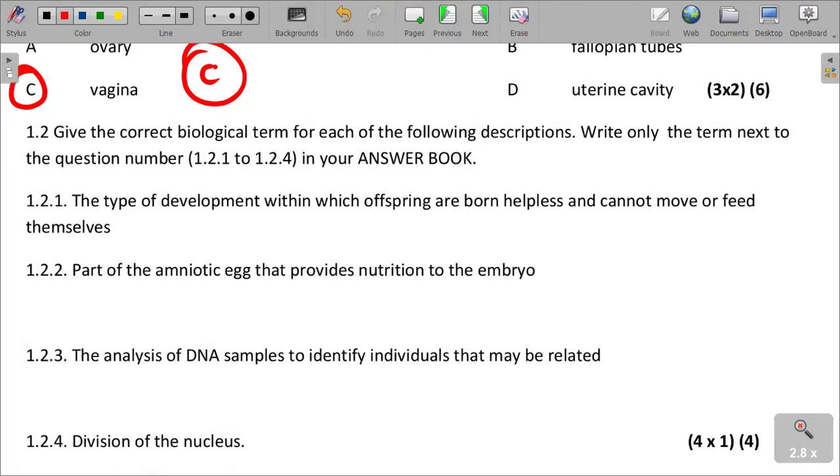Give the correct biological term for the following descriptions. We write only the term next to the question number. I always say that please take note of the instructions per question.